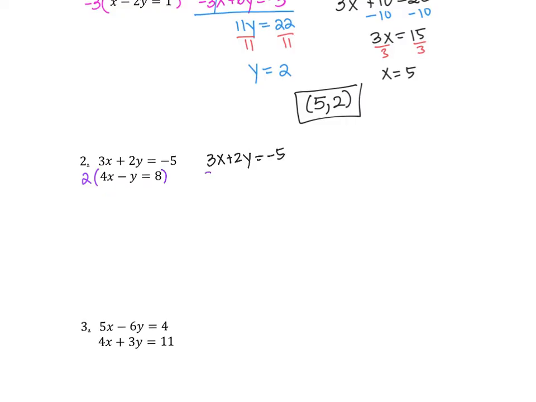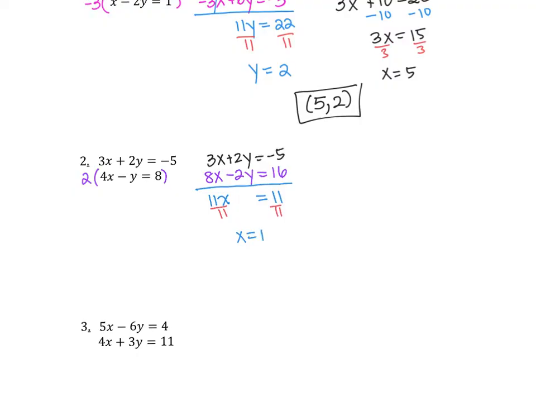So 2 times 4x is 8x. 2 times minus y is minus 2y. 2 times 8 is 16. If I have done this correctly, I should be able to cancel something now. Okay, let's see. 3x and 8x is 11x. 2y minus 2y cancels. Negative 5 plus 16 is going to be 11. Okay, that's perfect. Now I can solve for x. I get x equals 1.